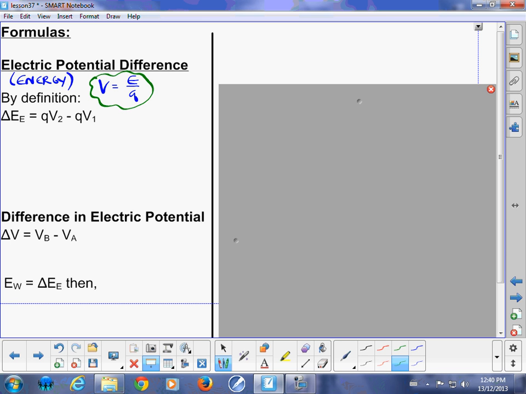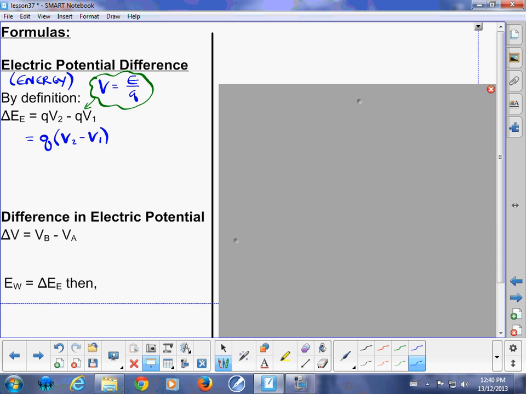Now I've just rearranged it and said that the change in energy, delta E, is QV2 minus QV1. Q remains the same because we're talking about moving one particle, and V2 minus V1 is the change in voltage, or the change in electric potential. From that formula, I can pull the Q out as a common factor, and we get V2 minus V1, moving from point A to point B.